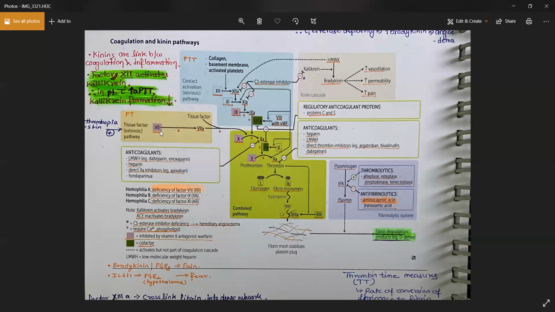they will release a factor 7, right, which will be activated into the factor 7a, which is the activated form. You have the tissue factor also. Now, tissue factor along with the activated factor 7 will convert the factor 10 into the activated factor 10. So ultimately, what you need is the activation of this factor 10. By the intrinsic pathway and by the extrinsic pathway, you are ultimately activating the factor 10.